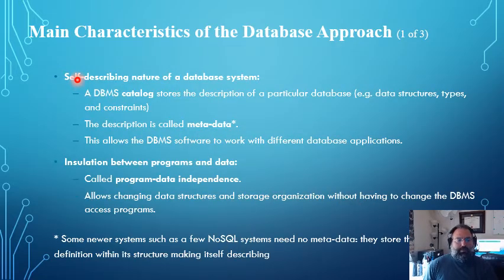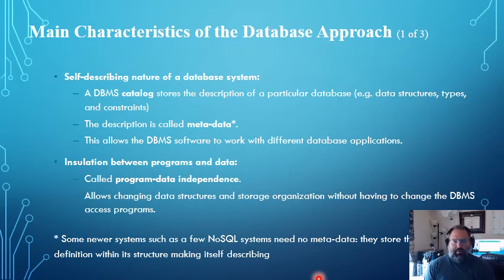So generally speaking, databases are somewhat self-describing. There's a catalog that's used to store the descriptions of a particular database, the data structures, the types and constraints, and there may even be additional data associated with it that is truly a textual description. This whole set of data is called metadata, that is, data about data.